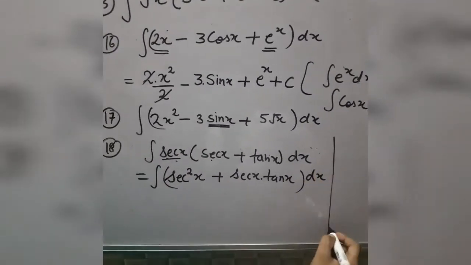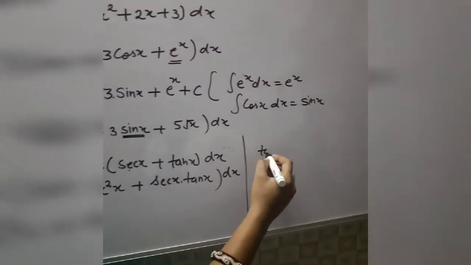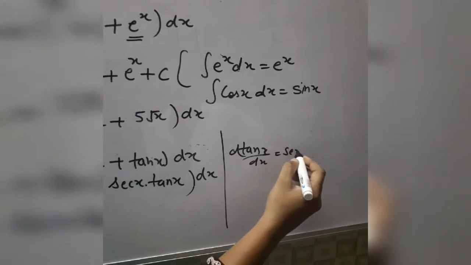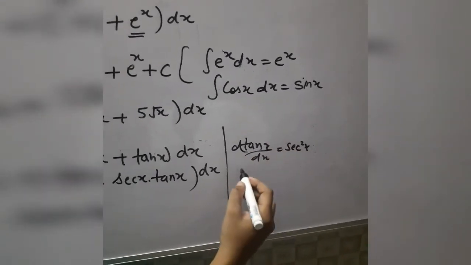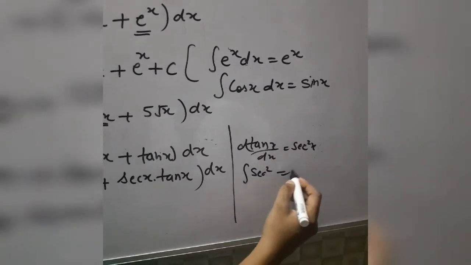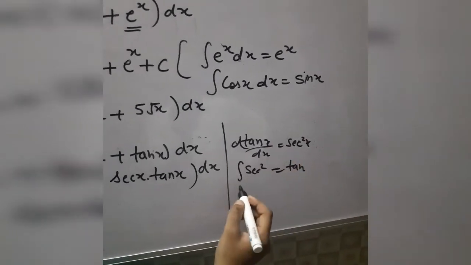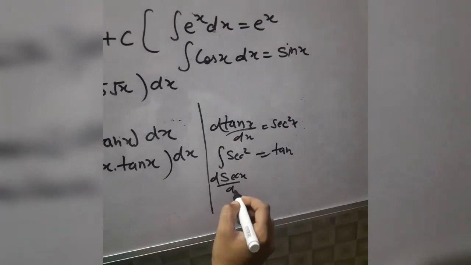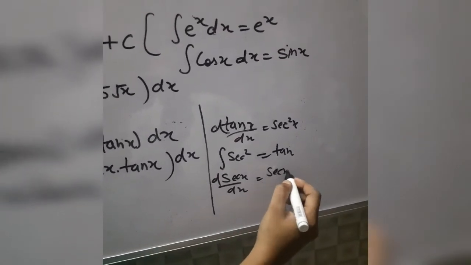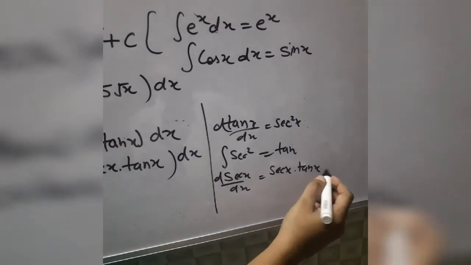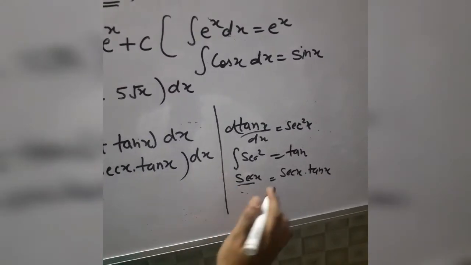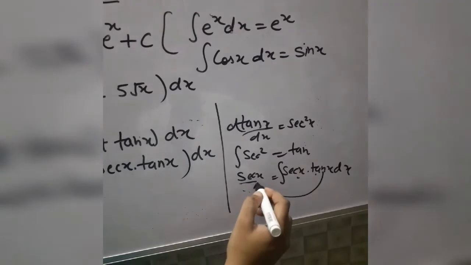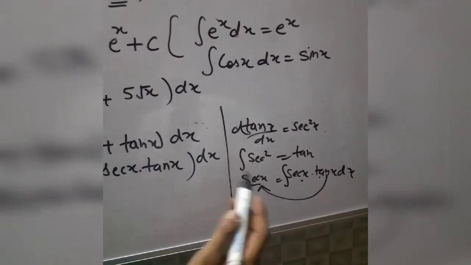Now see two more formulas. All of you know that the derivative of tangent x is secant square x. So here we will use the reverse of this, means integration of secant square is tangent. And one more formula, the derivative of secant x is secant x into tangent x. Now we will take integration. So integration of secant x into tangent x with respect to x is secant. So we will use these two formulas here.